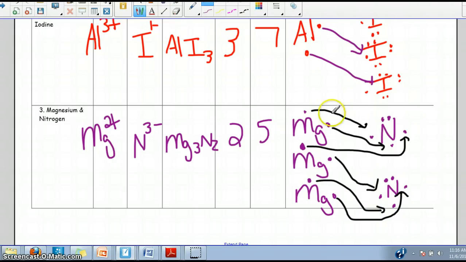That's all there is to it. You're just showing where the electrons are transferred, because in ionic bonds, electrons get transferred between atoms. And that's it.